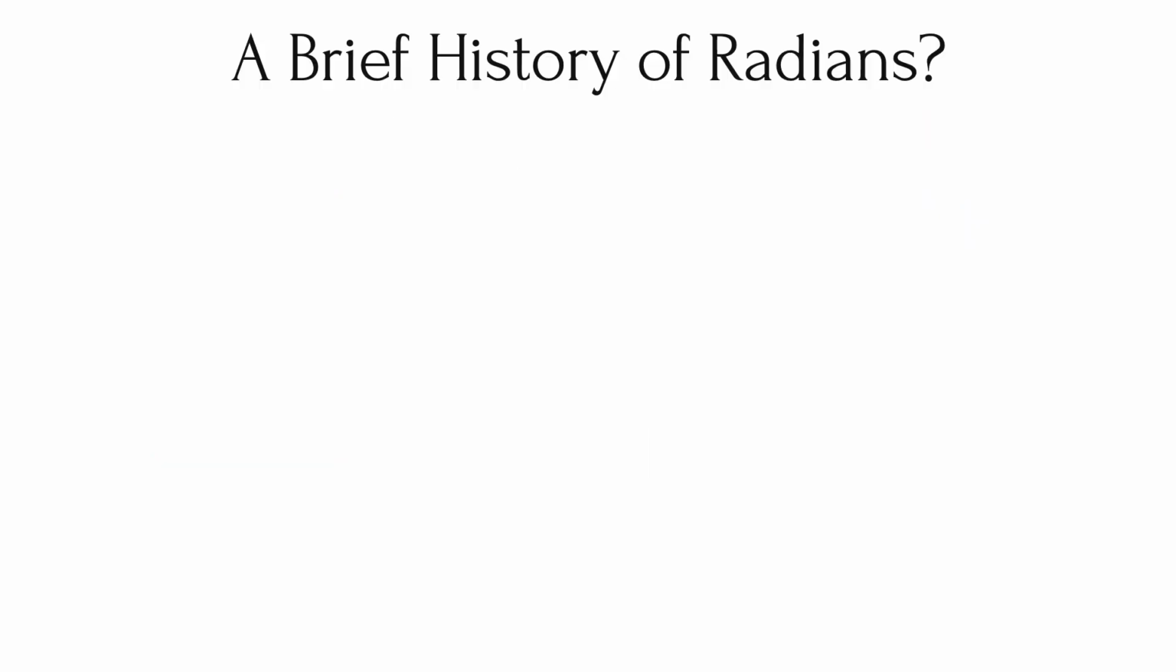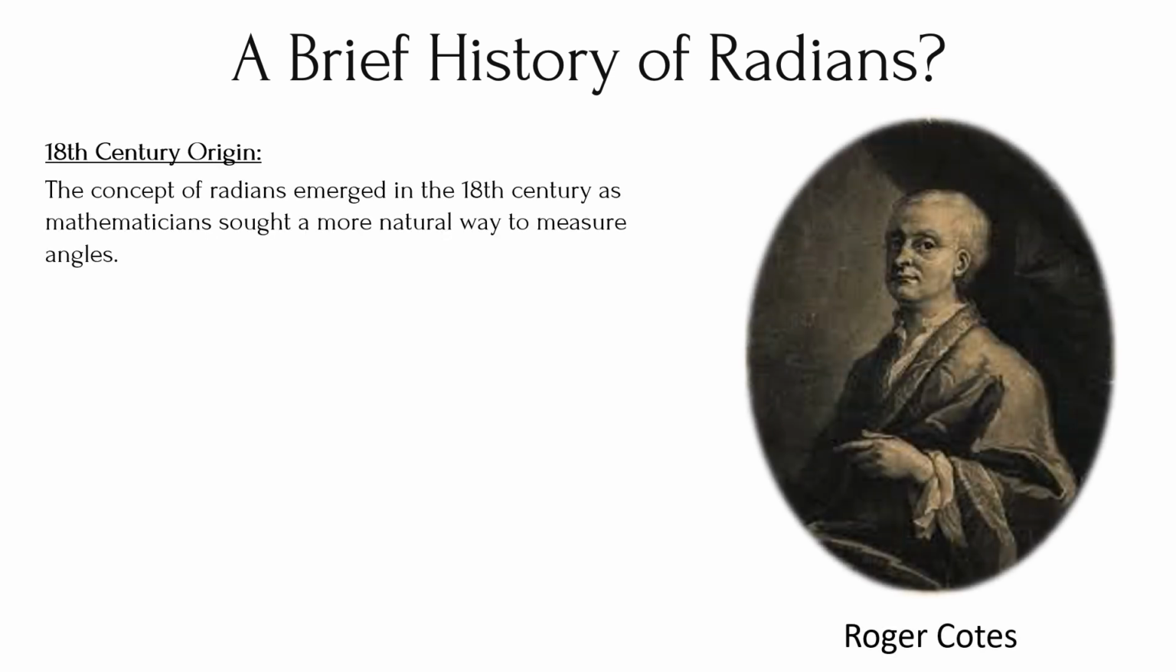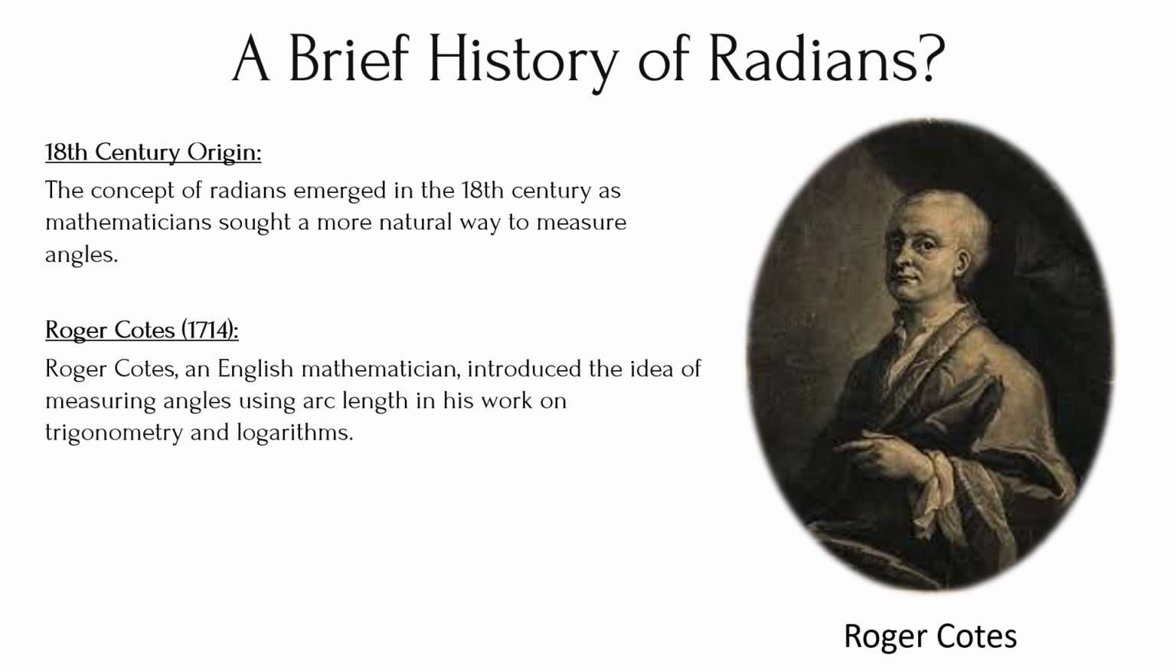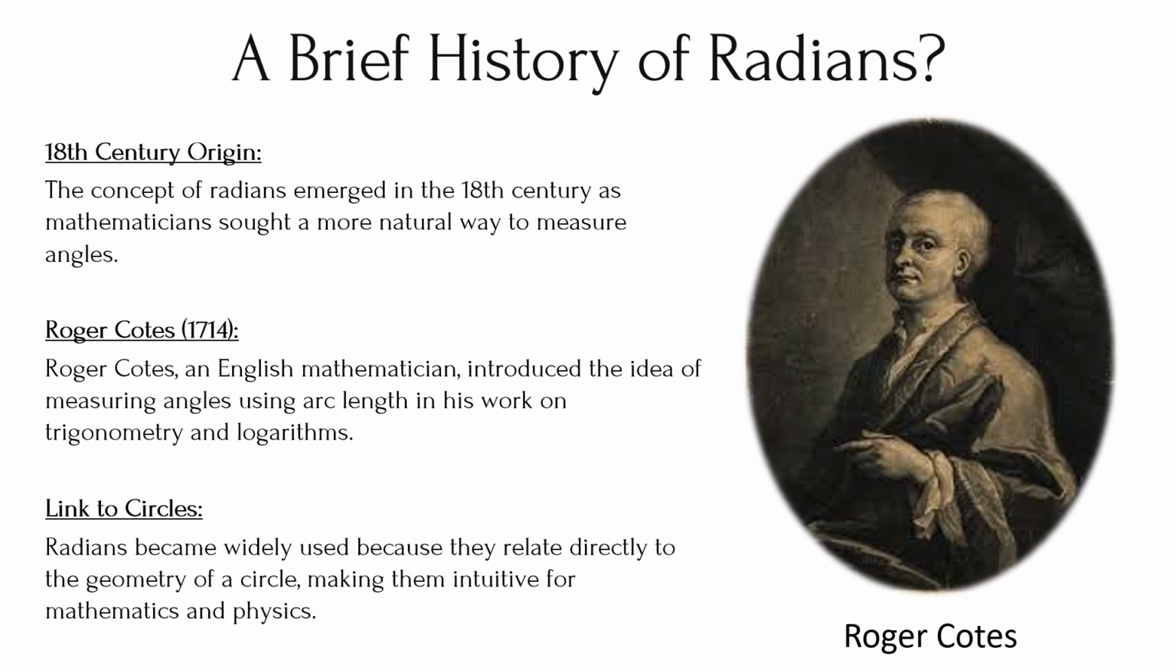So just to give you a little bit of background about radians. There's an 18th century origin. The concept of radians emerged in the 18th century as mathematicians sought a more natural way to measure angles. Roger Coates, an English mathematician, introduced this idea of radians connecting the radius to the arc length. It is, I suppose, very much a natural way of measuring our angles. I know degrees may feel more natural because you've been doing them. However, keep in mind that 360 is quite an arbitrary number to divide a circle into that many parts.